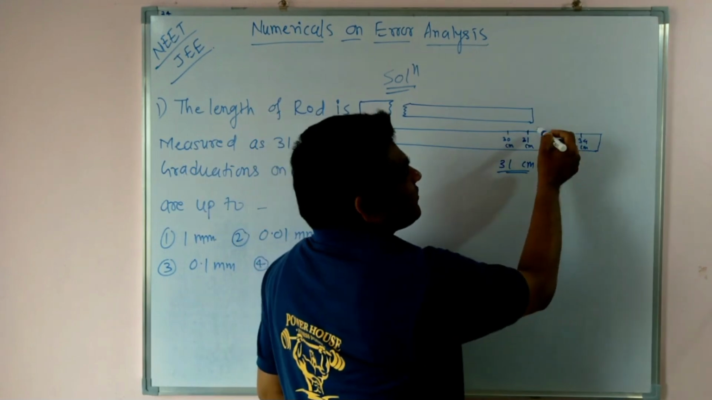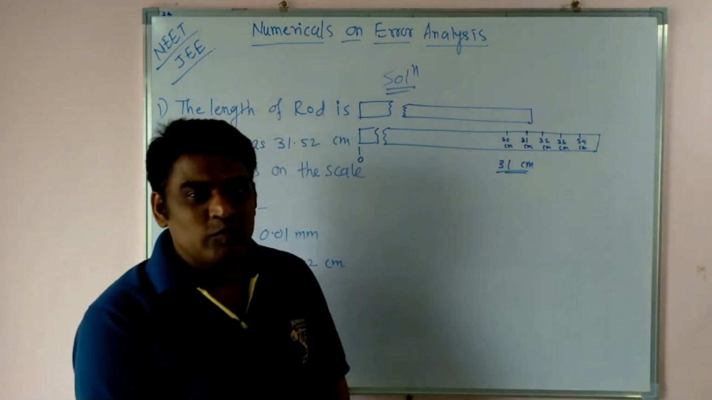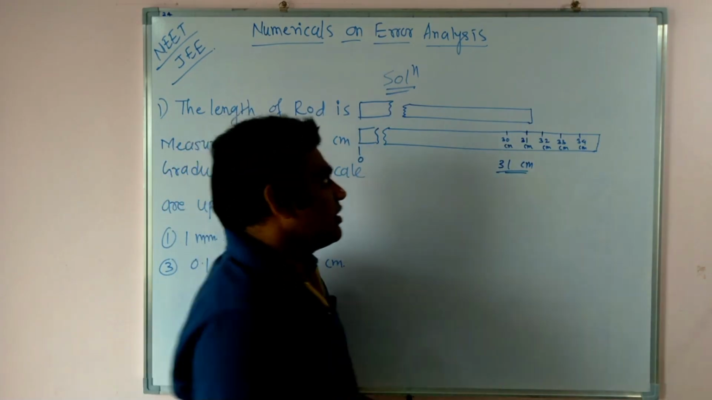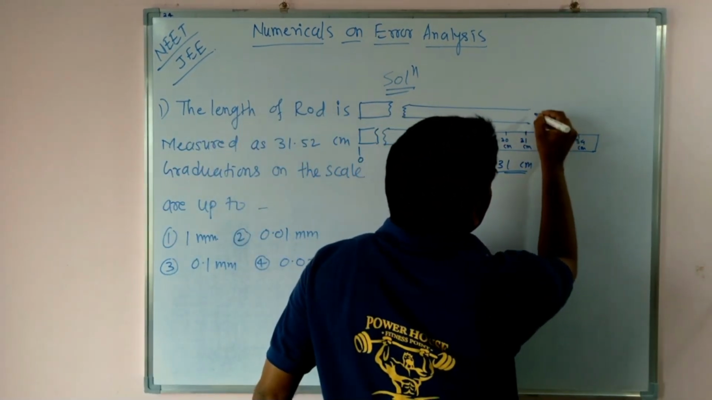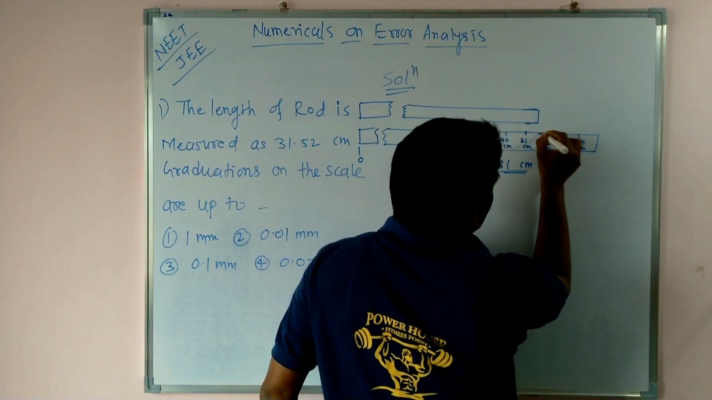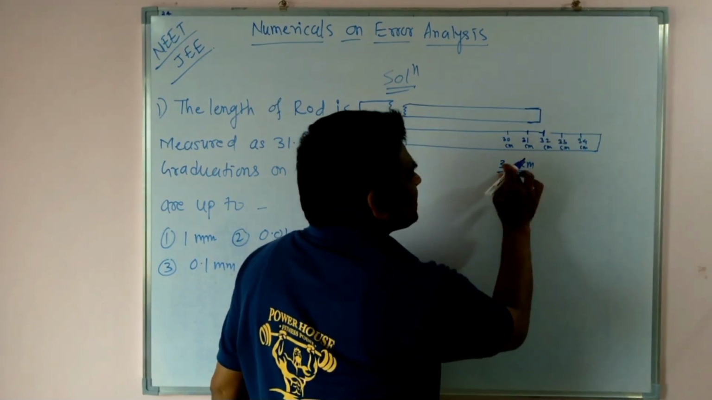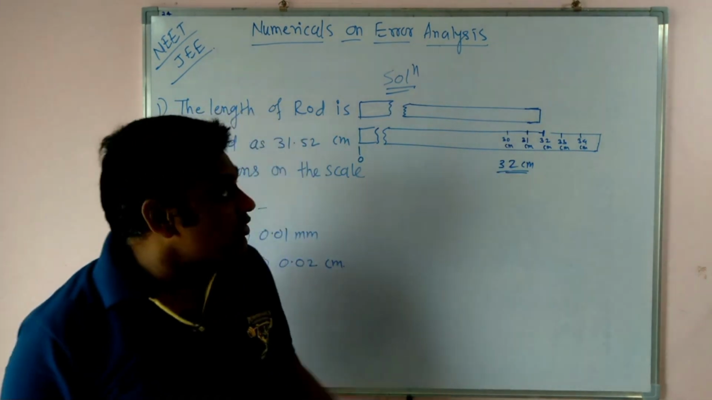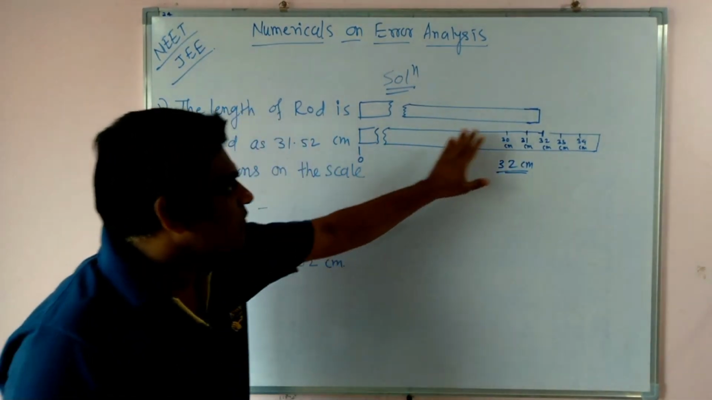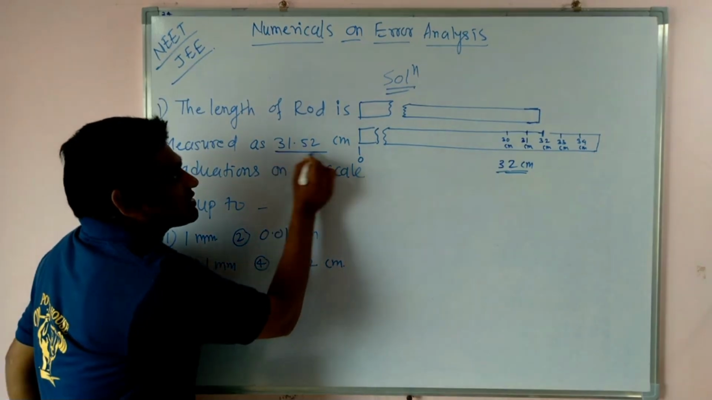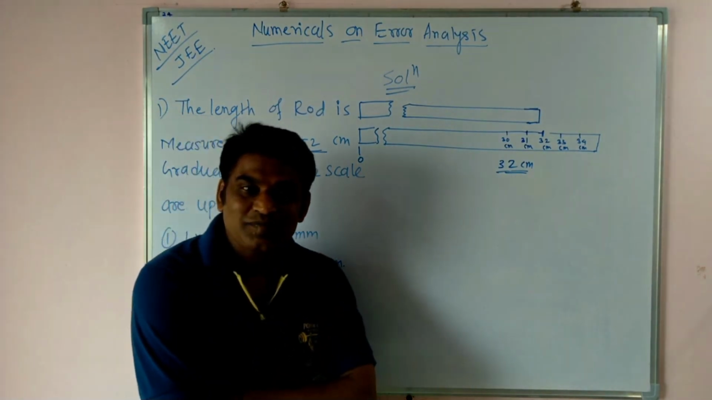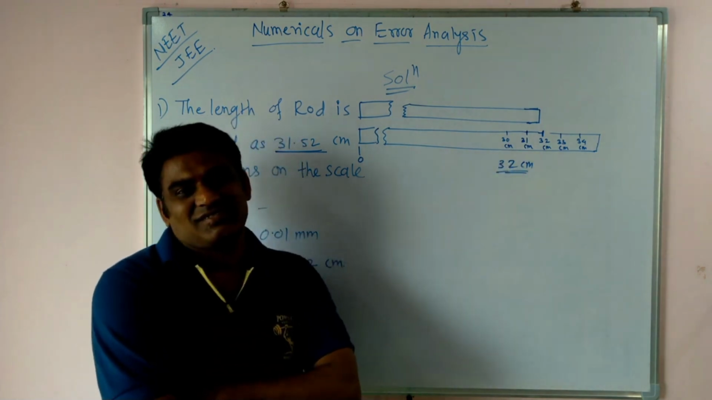If it is near to 32, I will say it is 32. If it is near to 31, I will say 31. Or suppose it is like this, a little bit more, and this is 32, so I will say it is 32 centimeter, but I cannot say it is 31 point something. So by using this type of scale, this type of graduations, I cannot measure this 31.52 centimeter reading.